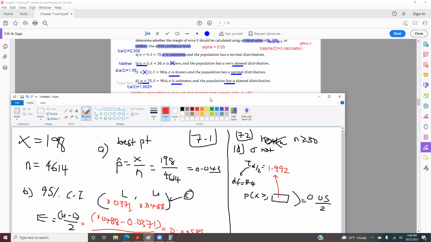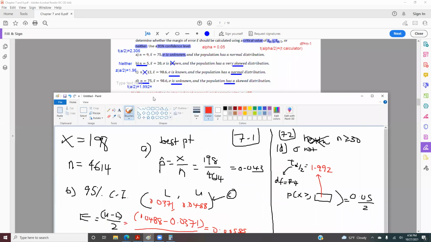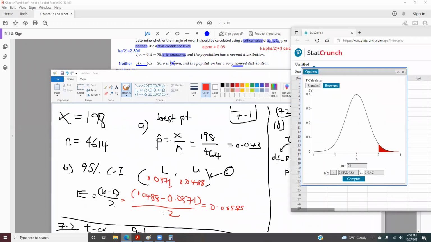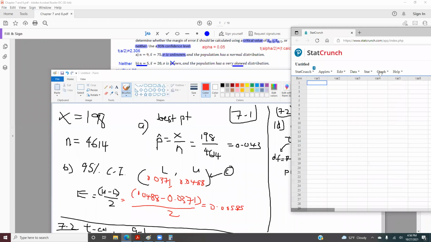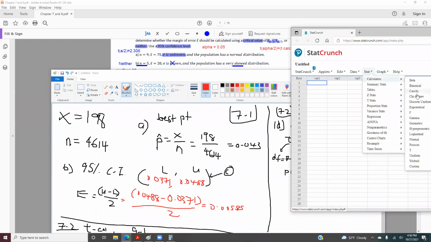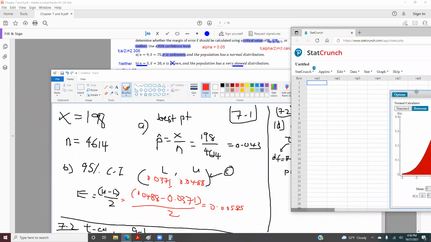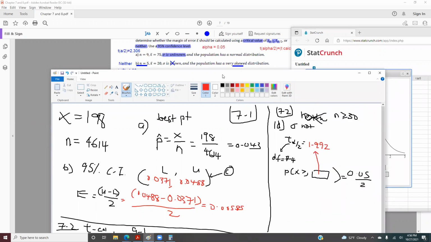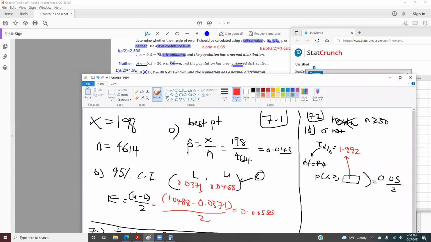Questions? Okay. Yes, if you're using T in StatCrunch, they will ask for your degree of freedom. If you use Z, they will ask for the mean and the standard deviation, which in this case will always be 0 and 1. So that's the only difference between the T and the Z in StatCrunch. Anyone have any questions here?